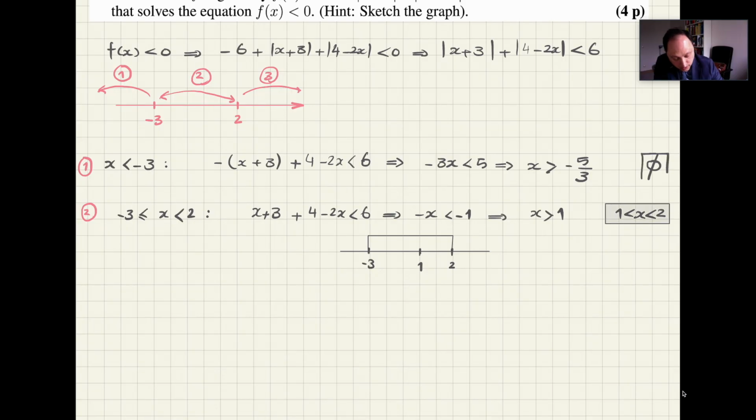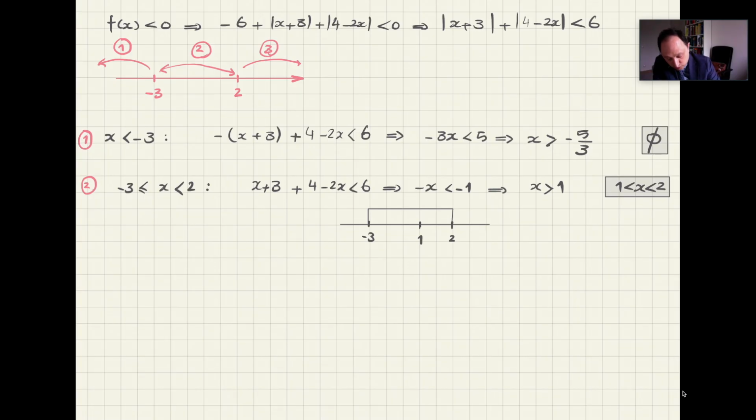So a partial answer is this. Here a partial answer is the empty set. And then I need to consider the third one. So if I want to consider the third one, I go x greater than or equal to 2. If x is greater than or equal to 2, this is positive, but then suddenly this becomes negative. So the first one, I just simply write x plus 3, and the second one I would write it minus 4 minus 2x less than 6.